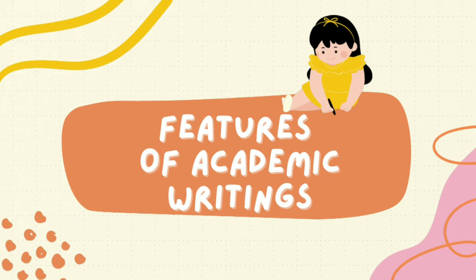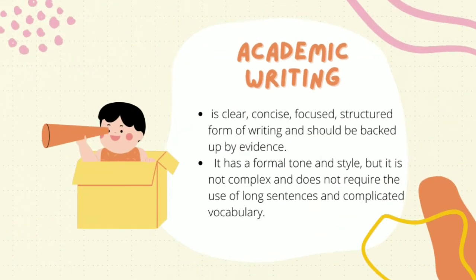Today, we are going to discuss the features of academic writing. But first, what is academic writing? Academic writing is a clear, concise, focused, and structured form of writing and should be backed up by evidence.